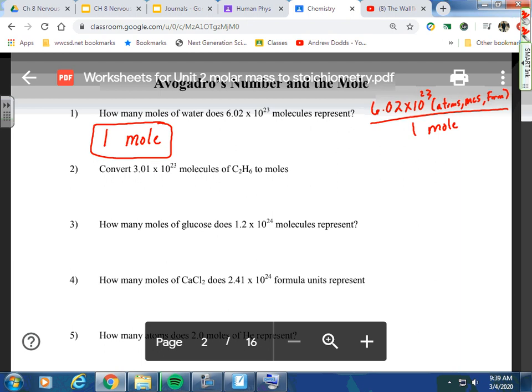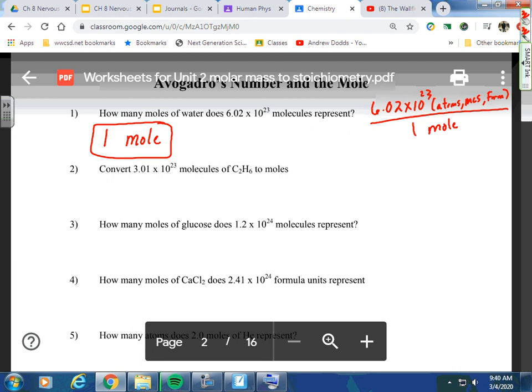All right. Well, what if we don't have that many? What if we've only got 3.01 times 10 to the 23rd molecules? Well, first of all, we can make a prediction if we know scientific notation. If I have 3.01 times 10 to the 23rd molecules, is that a mole, first of all? No. Is it more than a mole? Is it less than a mole? All right, so we're going to end up with some fraction or some decimal of a mole, right?